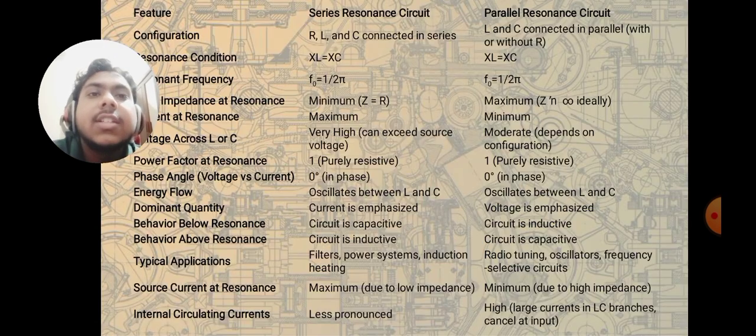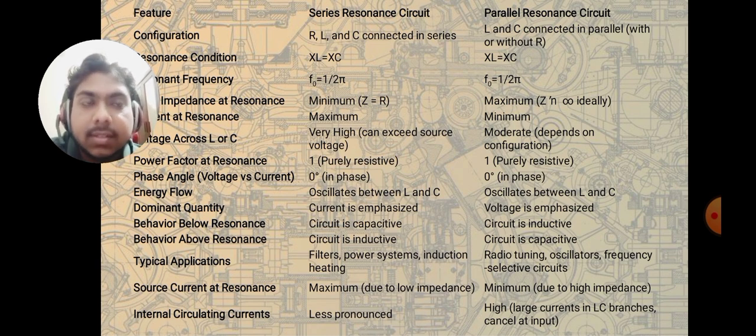Now let's jump into the slide where I am showing a parallelism between different features of series resonance circuit and parallel resonance circuit. We have configuration, resonance frequency, resonance condition, impedance at resonance, voltage, power factor, phase angle, etc. Now let's jump to the next slide.